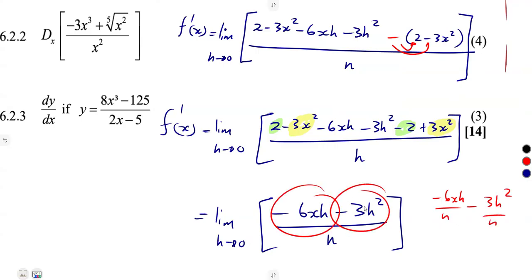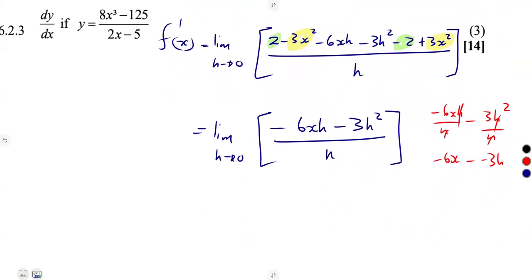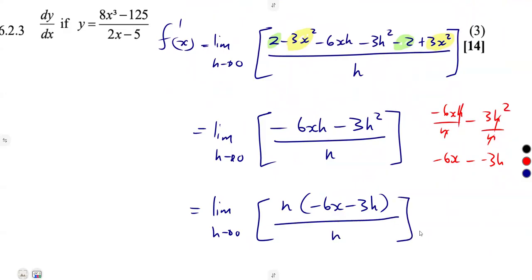Remember, each part here in the numerator over what? Over h. And that was going to give us negative 6x, negative 3h. All right, which is the same thing as factoring out the h, then divide by the h in the denominator. So this is going to give us negative 6x, negative 3h squared divided by h is going to be negative 3h. Everything over h.